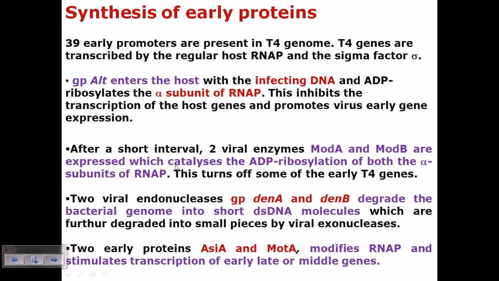Now the two viral endonucleases, GP10A and 10B, degrade the bacterial genome into short double-stranded DNA molecules, which are further degraded into smaller pieces by viral exonucleases. Because the DNA of bacteria becomes linear after the degradation by den A and den B, exonuclease can further act on it and break it down. Two early proteins, HEIA and MOT-A, modify the RNA polymerase and stimulate the transcription of early, late, or middle genes.